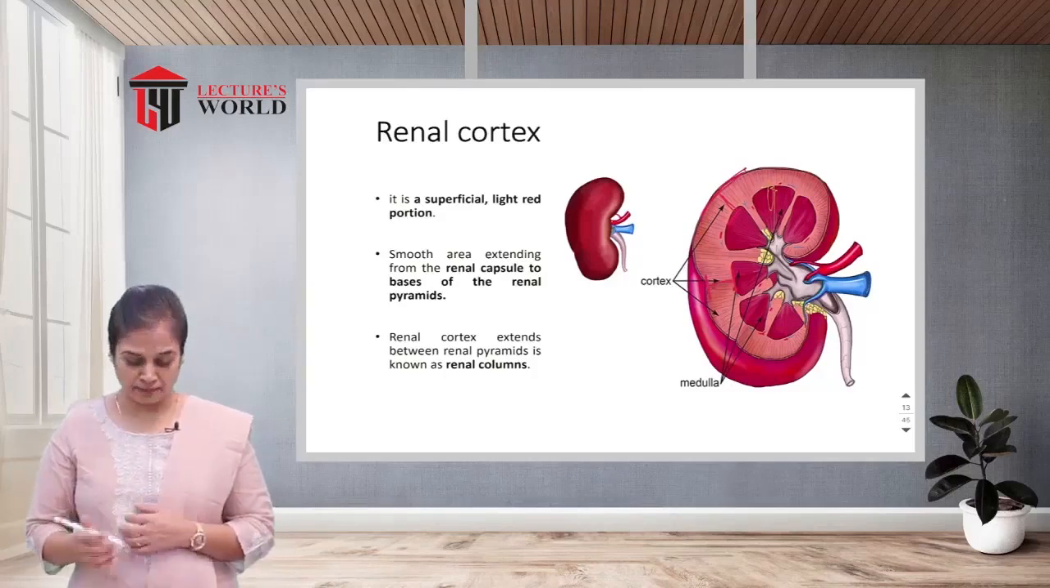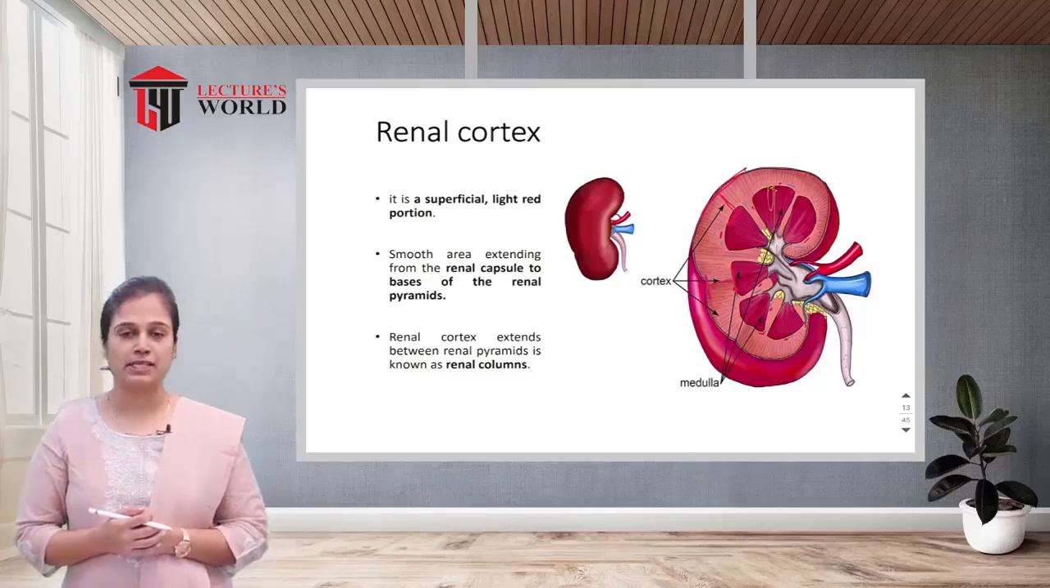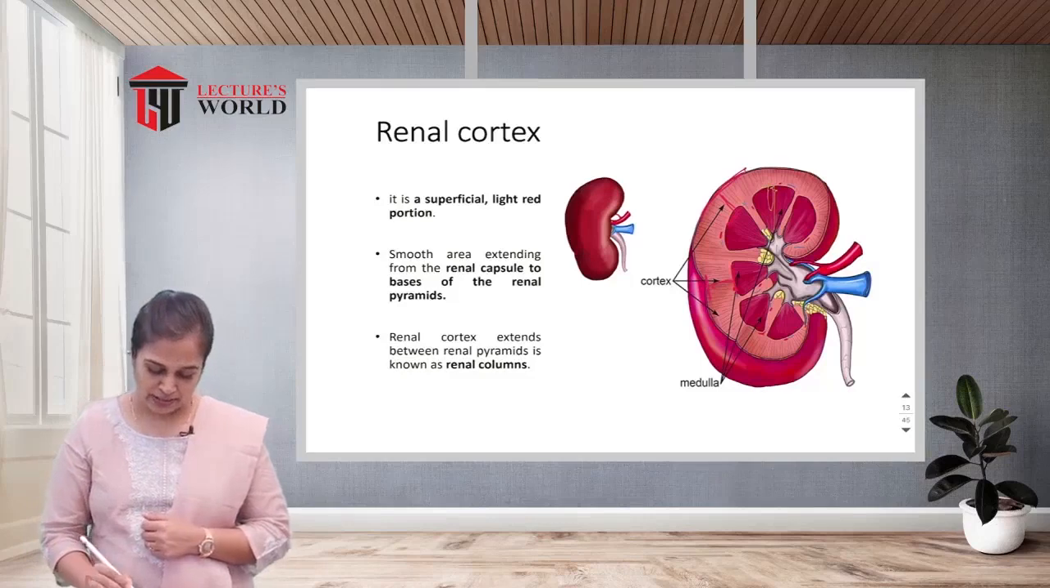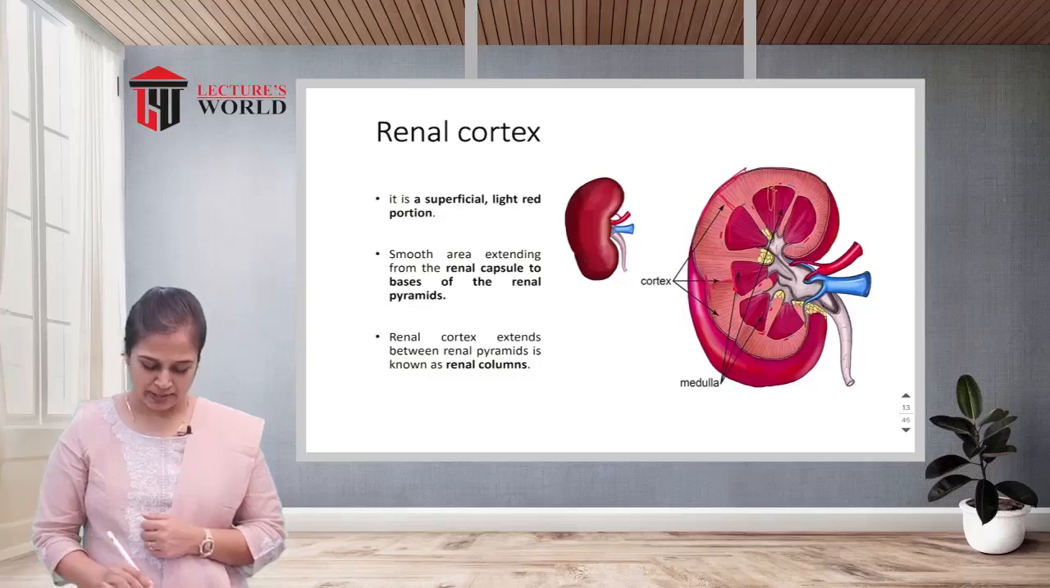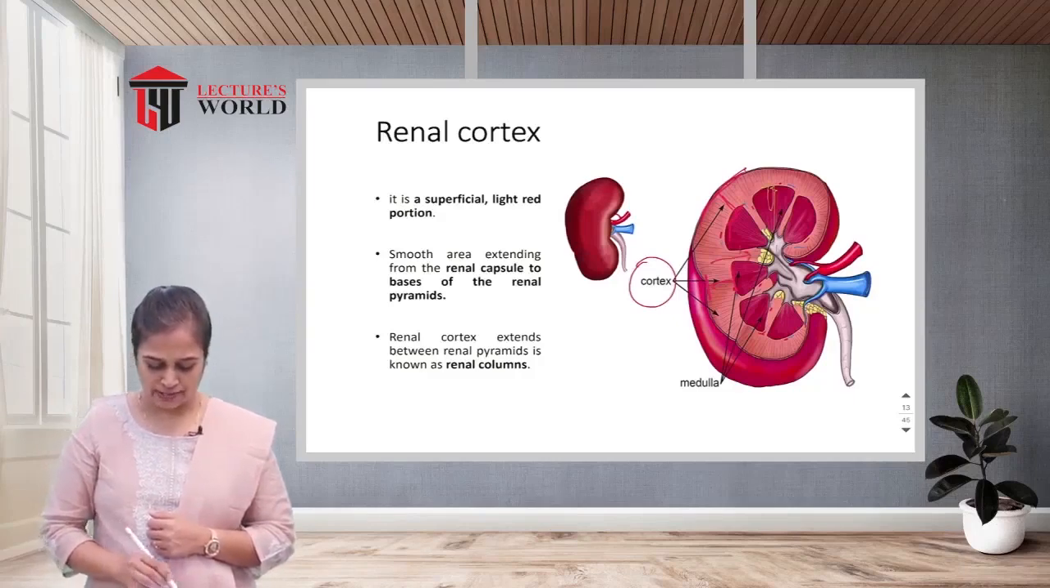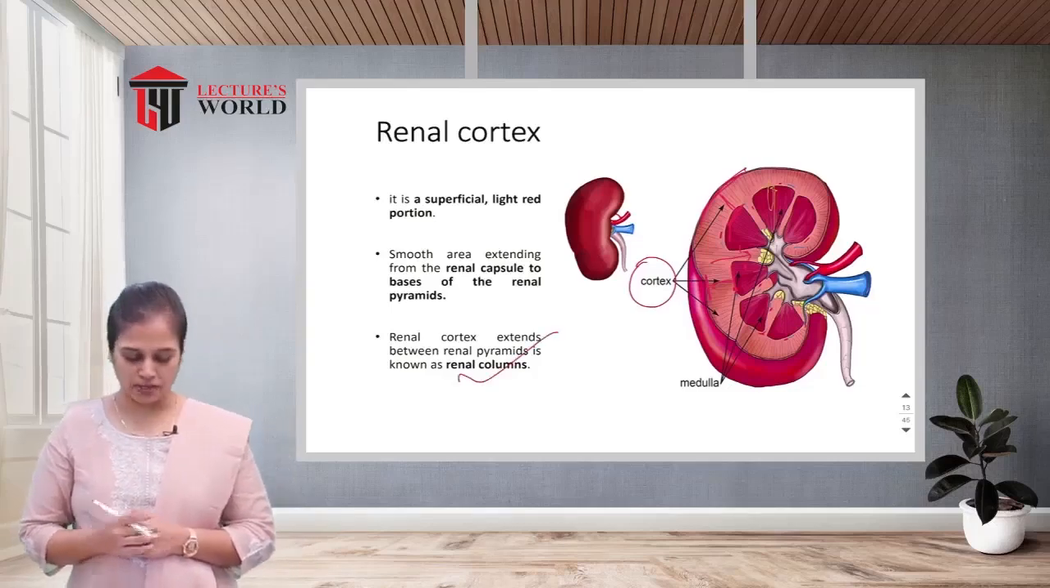The renal cortex, which extends between the renal pyramids, is known as the renal columns. You can see in the image, this is the capsule and this is the base of the renal pyramid, and this is called cortex. Now, when this cortex extends between these two pyramids, it is called the renal columns.